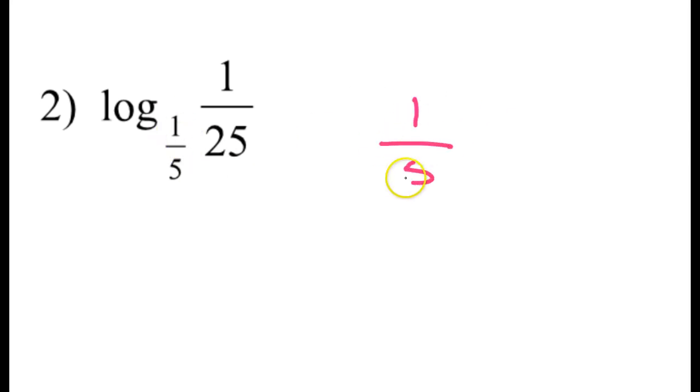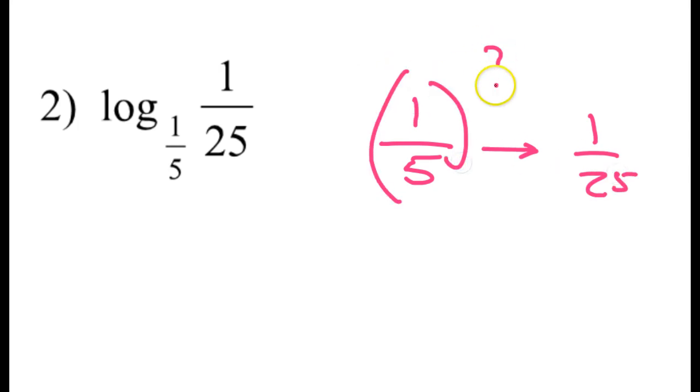So what exponent will turn 1/5 into 1/25? What power would it take to do that? Well, wouldn't that be the same thing? Wouldn't it still be an exponent of 2? Because 1/5 squared would be 1/25. So the value of this is 2.